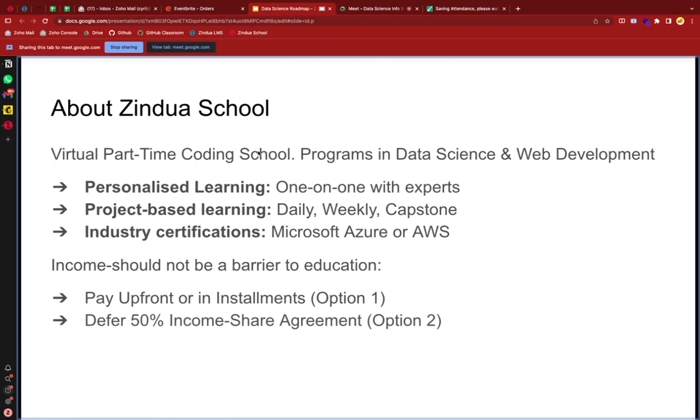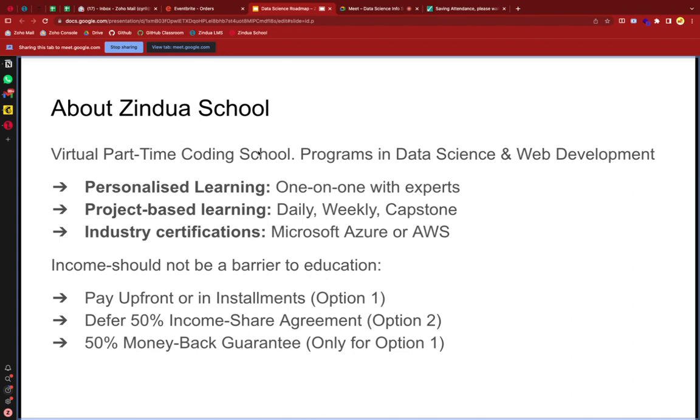Once again, I will share this with you. They're also on our website as well. But for students who cannot defer it, we have something called an income share agreement that allows you to learn now and pay later. So you can defer up to 50% of your fees if you cannot afford it, in an income share agreement. That's option 2 there.